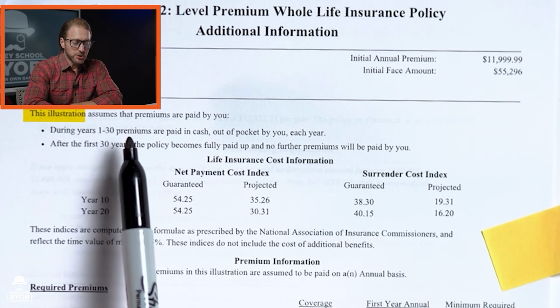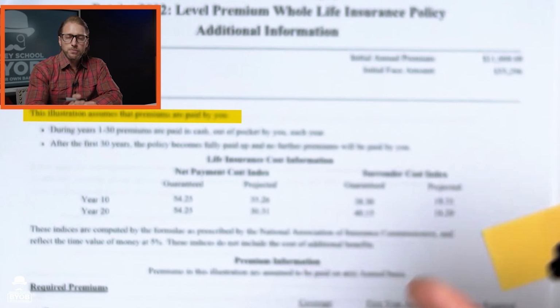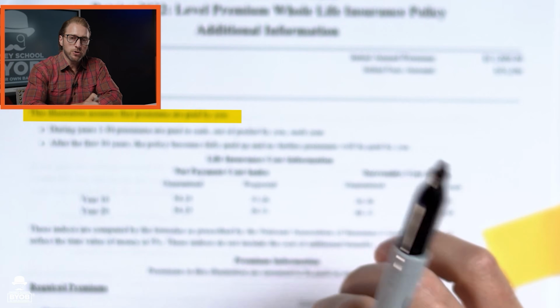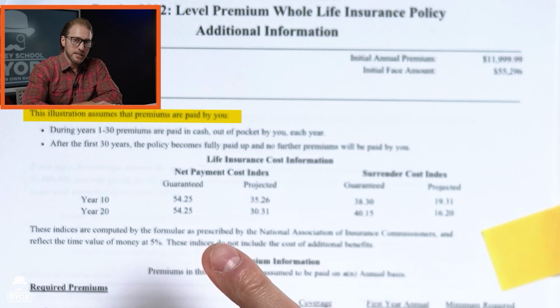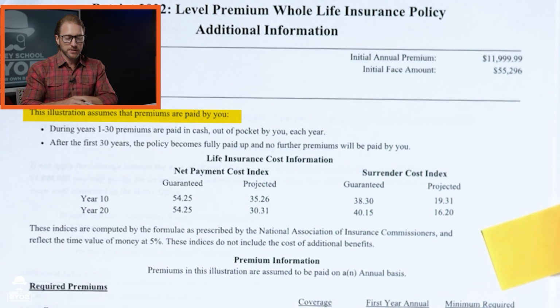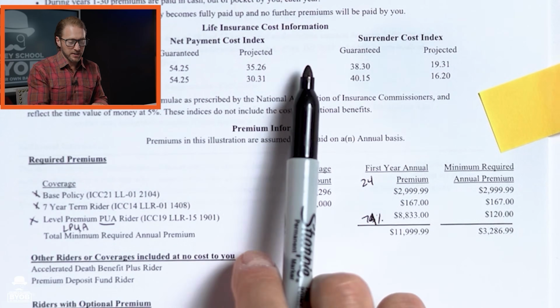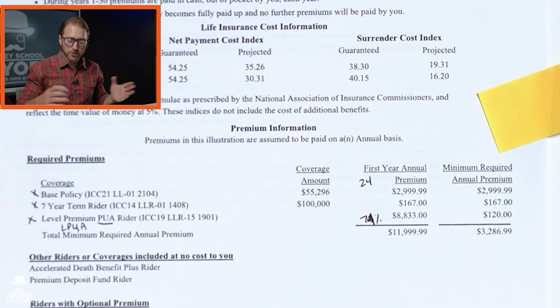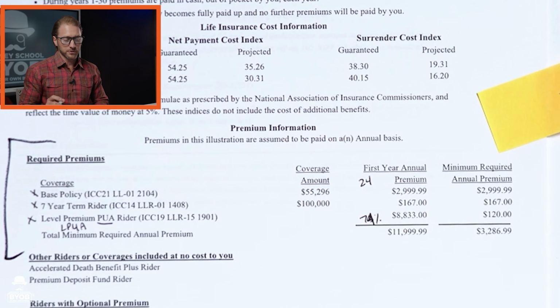This is another important page, additional information. I like to bring this out and describe this page. So over here, the illustration assumes that premiums are paid by you. They're assuming that the premium deposits you chose are paid every single year as illustrated. And down here, this is just showing you the net payment cost index. I don't really get too much into that. I don't even really know how to fully explain that to you, but they're just calculations that they do. You can read that. But down here, this is something I fully understand and I want to explain.